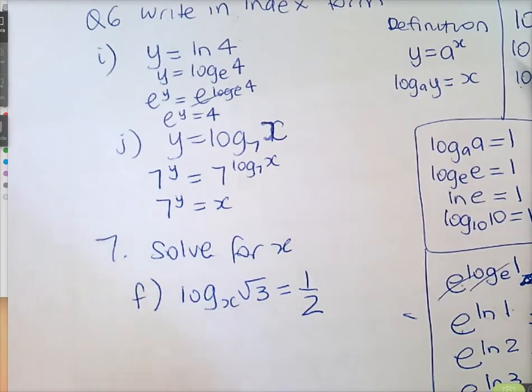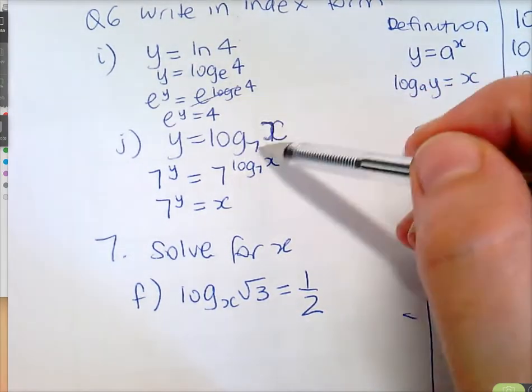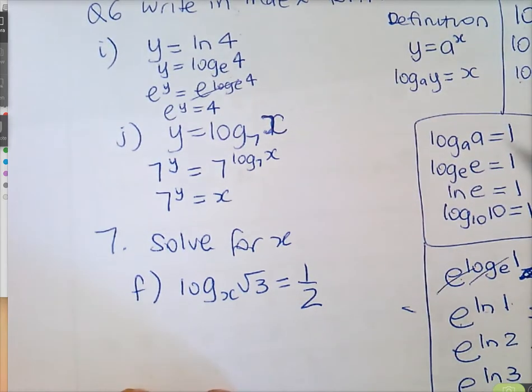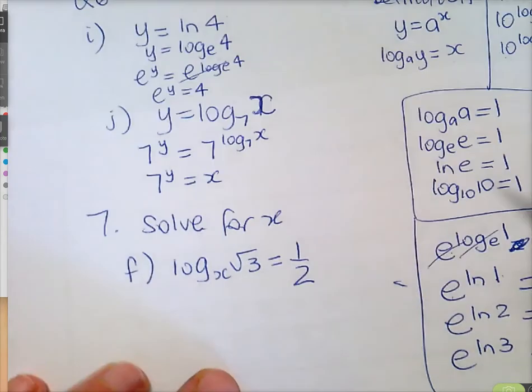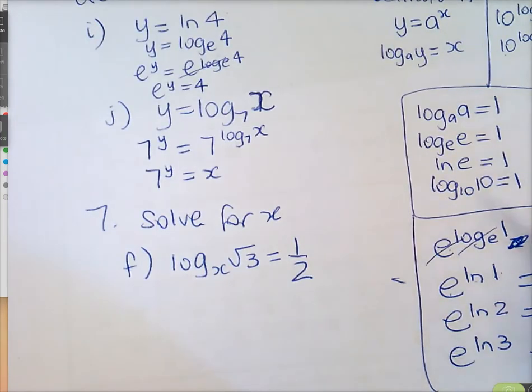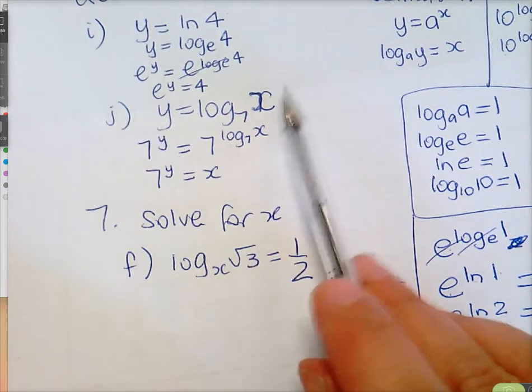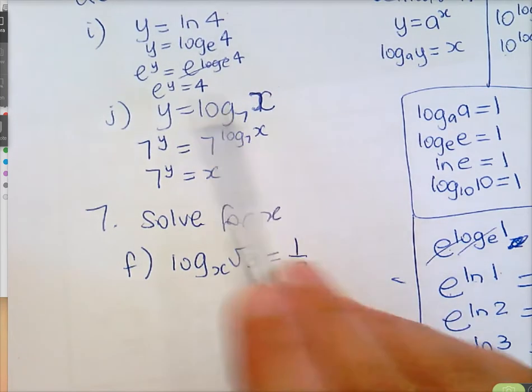Do you sort of get that? I know, it is. Or x to the half is root 3. That's the other way. 7 to the y equals x.